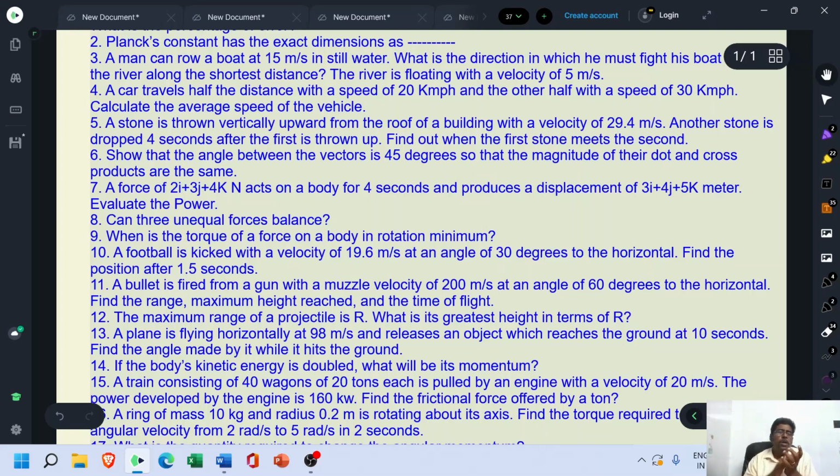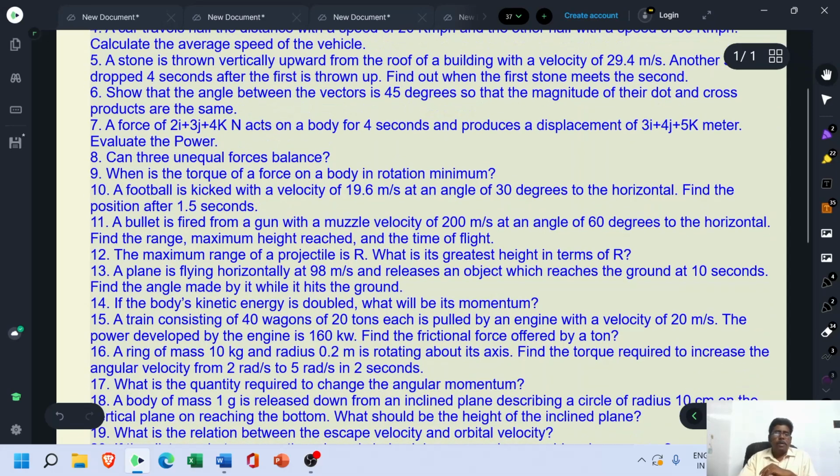Sixth question. Show that the angle between the vectors is 45 degrees so that the magnitude of their dot and cross products are the same. Seventh question. A force of 2i plus 3j plus 4k Newton acts on a body for 4 seconds and produces a displacement of 3i plus 4j plus 5k meter. Evaluate the power.